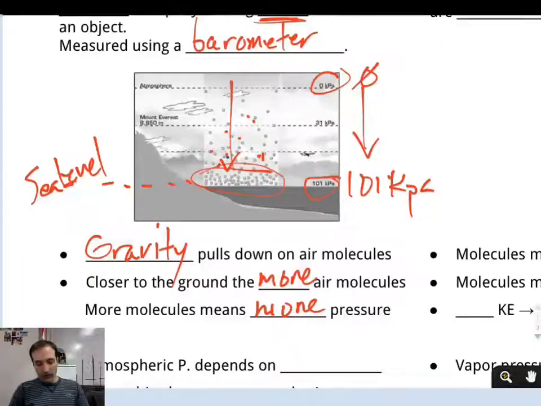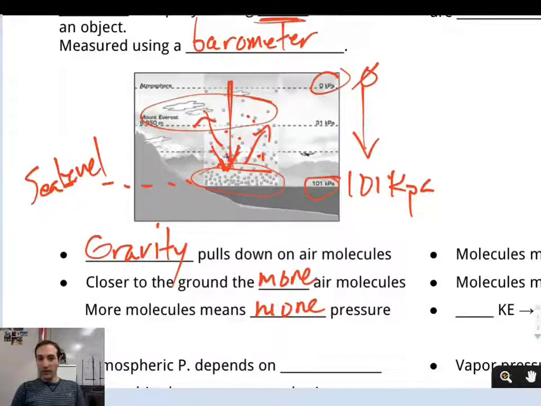Now, the air molecules don't stay here. Remember, air molecules have the ability to expand and to go out in different directions. So even though gravity is pulling them down, some of them are flying back up, and that's why we do have some air up here. We just have less of it, hence we have less pressure.